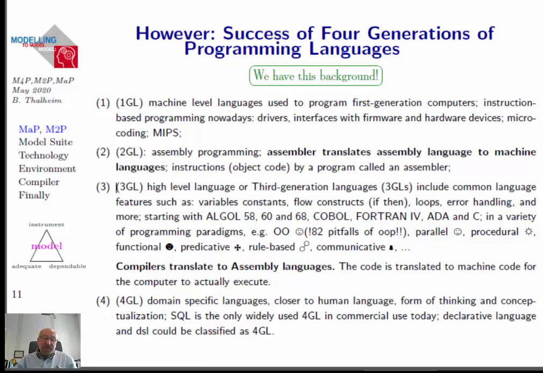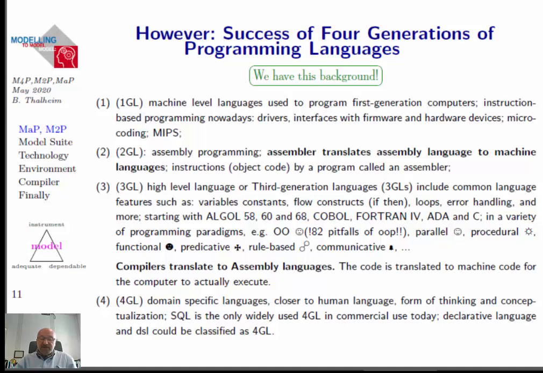Other paradigms are parallel programming, unfortunately not ready yet for real wide use. Procedural languages are still there and widely used. Functional languages are still in academia and the use is not really wide at present. We have predicative languages that almost died. We have rule-based languages that could be a nice form. We have also communicative languages, and those languages are far easier to use. All these are third generation languages.